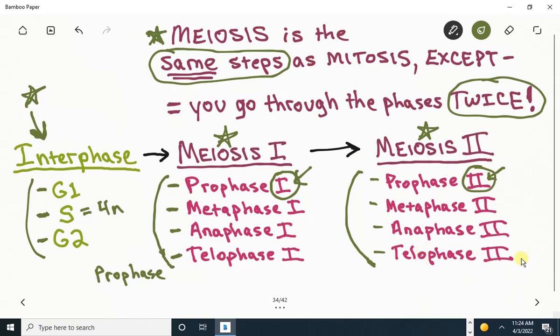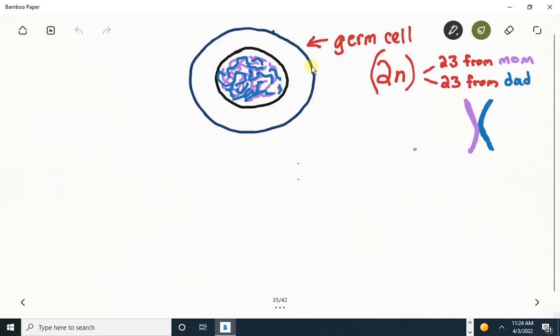There aren't too many. So we start out with a germ cell, and as you can see in this germ cell, these chromosomes are not in chromosome form. They're in chromatin form. So we don't call these chromosomes when they're in this unraveled mess of segments here.